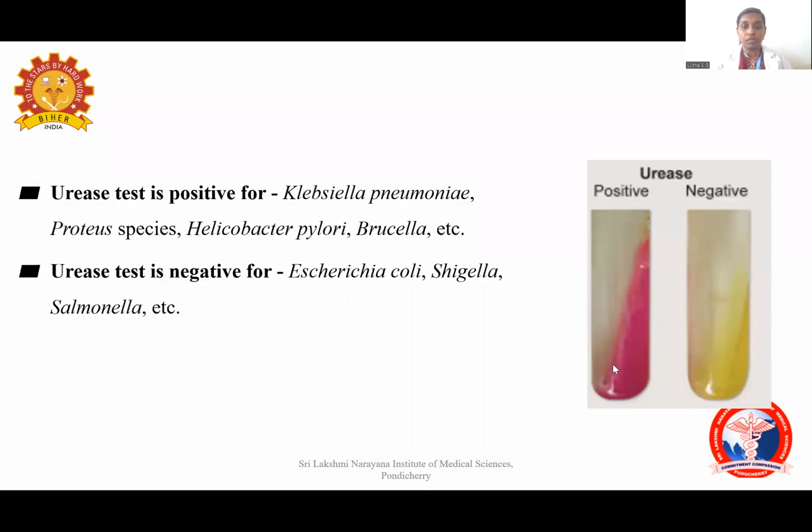So this is how the urease positive reaction will look like. It is pink in color. And if it is negative, it is yellow in color. The urease test is positive for Klebsiella pneumoniae, Proteus species, Helicobacter pylori, Brucella, etc. The urease test is negative for Escherichia coli, Shigella, Salmonella, etc. Most important are Helicobacter pylori and Proteus species, which are urease positive. Urease test is negative for E. coli, Shigella, and Salmonella.